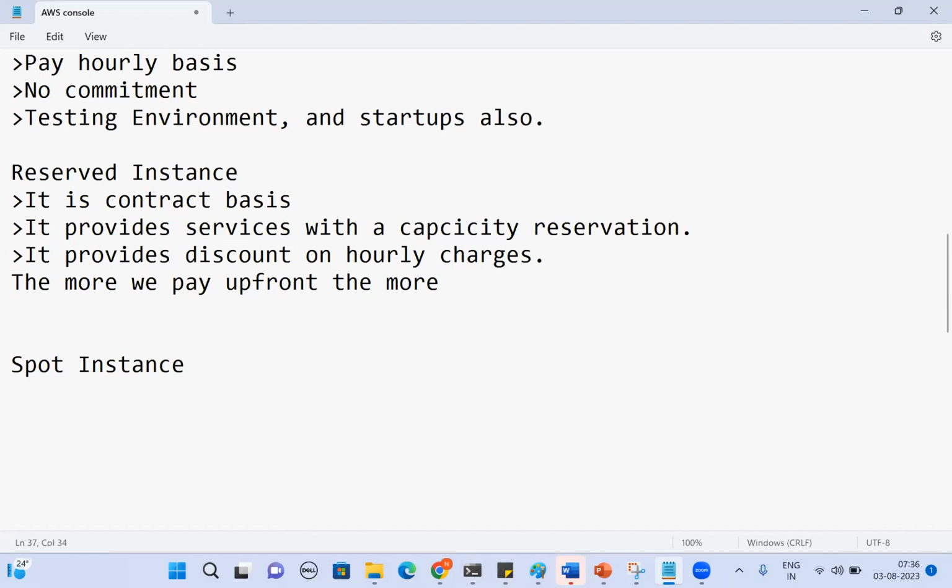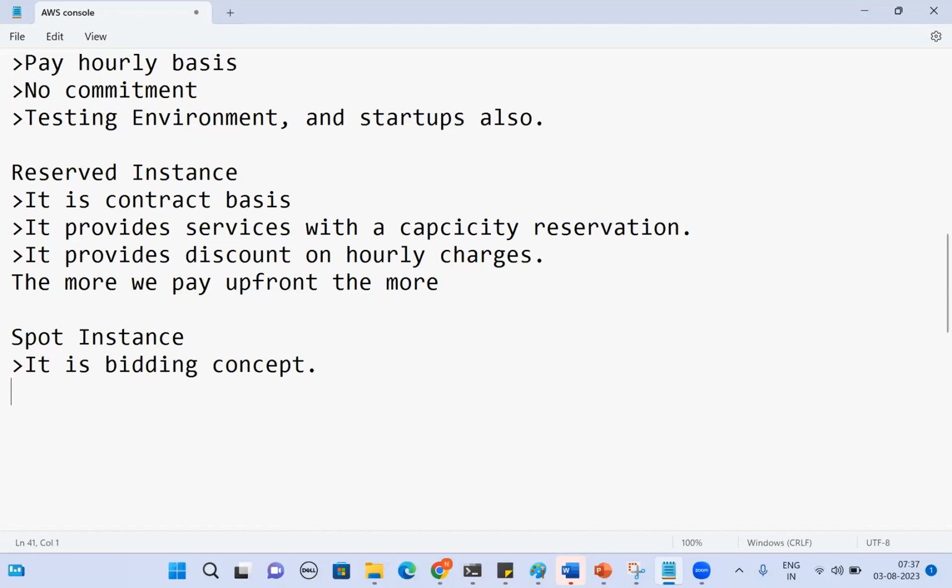If you go to the next one, that is the spot instance. So what is this spot instance? It is a bidding concept. Here what happens is, in the spot instance, we quote a price, and if it is accepted, then EC2 will be used.